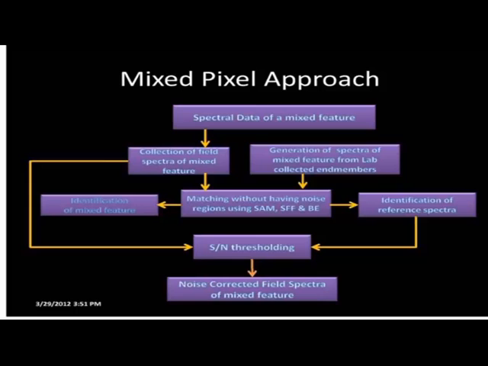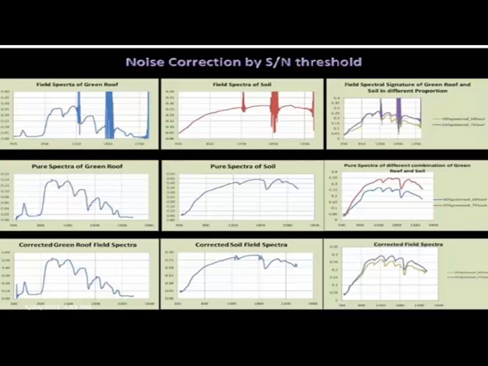For example, you see here, this is the field spectra, this is the pure in-lab spectra. And using that method, one can correct the field spectra. This is the field spectra corrected. This is the field spectra which has noise. This is the pure spectra in the lab condition. This is the field spectra which got corrected. So this is a kind of correction technique for the field spectra, which can be used for analysis.